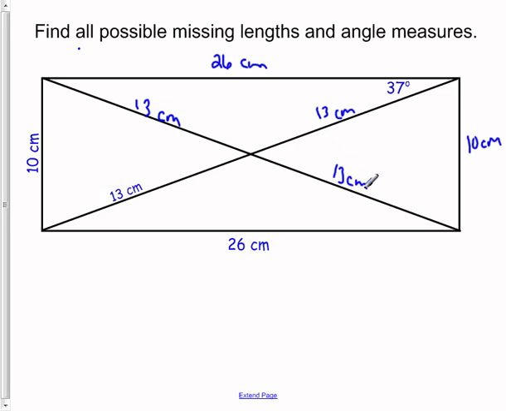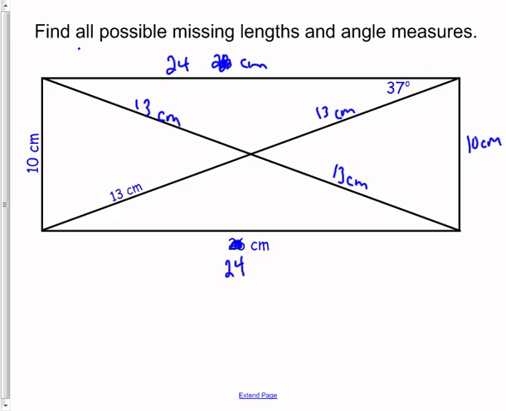I'm already noticing I didn't pick really good numbers, because this side here can't be 26 when this is also 26. I probably should have made this, let's change this. This should be 24. I'm just being a little picky here. And I know that because 10 squared plus 24 squared equals 26 squared. So it should have been 24 to make it a little more technically correct.